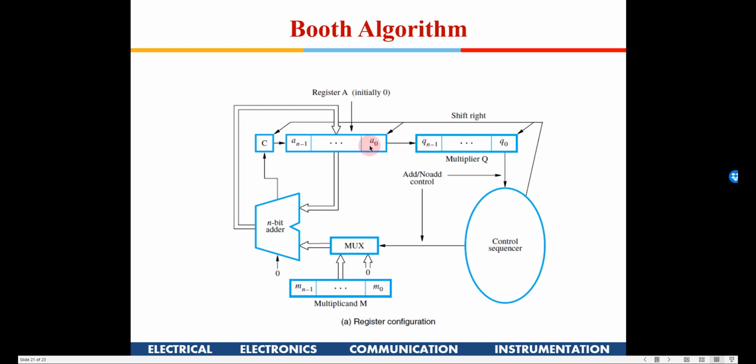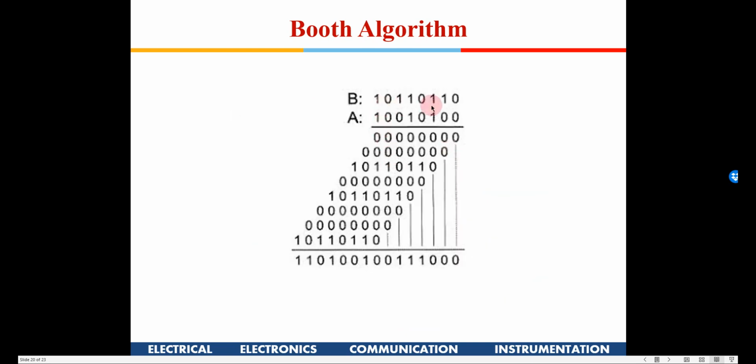Then I am going to check the next bit, okay. Now if I check the next bit, if it is 0, I will again add 0. Suppose it is 1, then I will add the multiplicand, okay. And then again I am going to keep shifting this data towards the right, every time. So what I am doing is exactly this, okay.